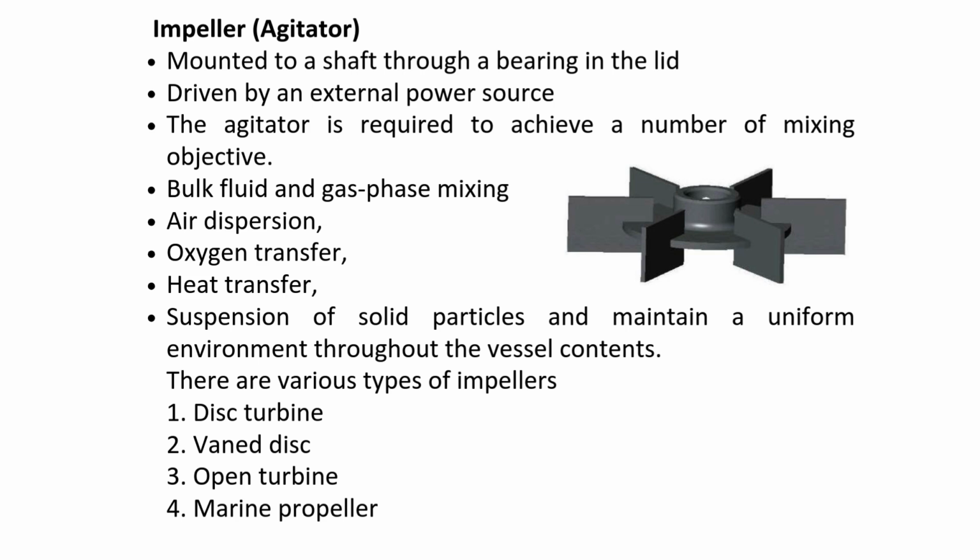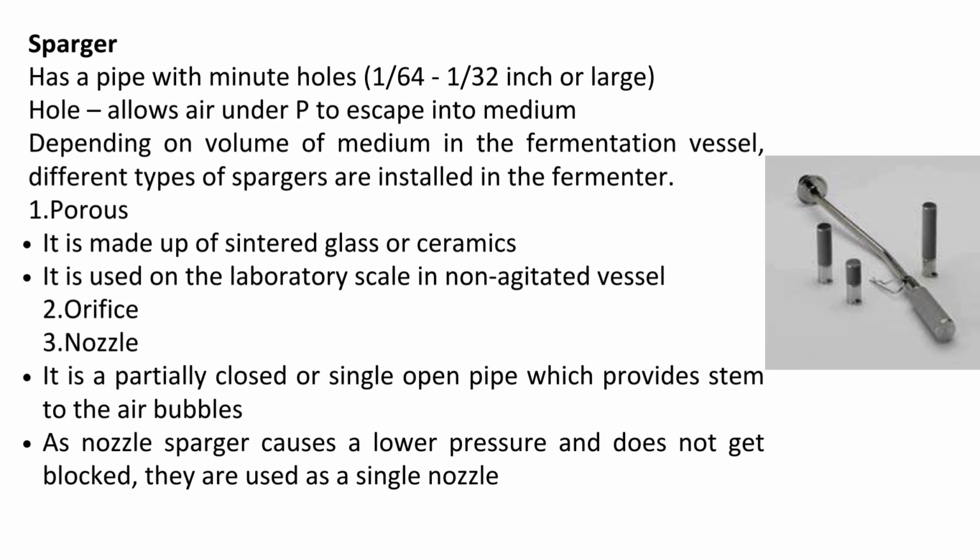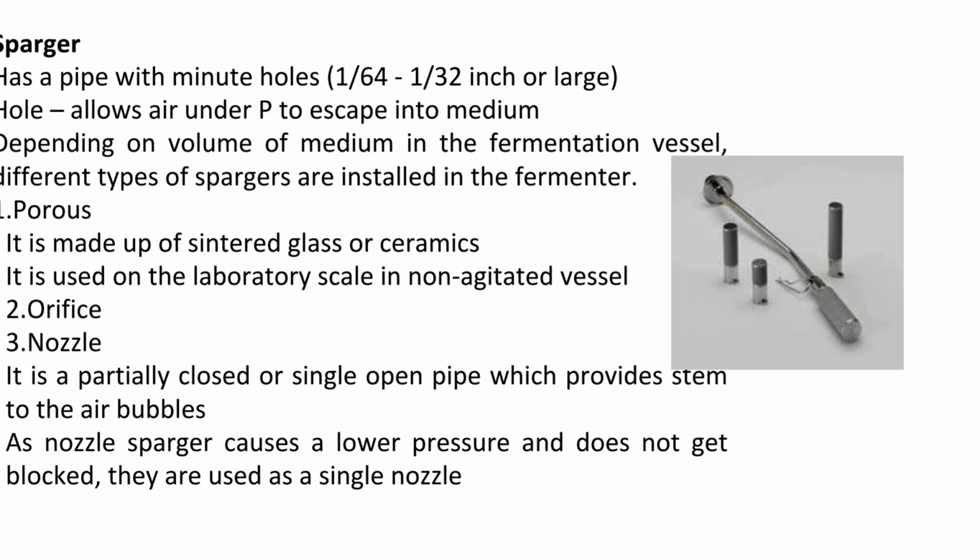Common types include the disc turbine, vent disc, open turbine, and marine propeller. Sparger. The sparger is a pipe with minute holes that allows air under pressure to escape into the medium. Types include the porous sparger, made of sintered glass or ceramic, used in small non-agitated vessels, the orifice sparger, and the nozzle sparger, a single open pipe that creates a stream of air bubbles and is less prone to blocking.